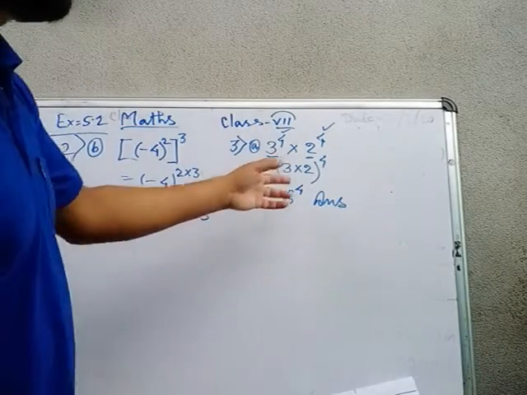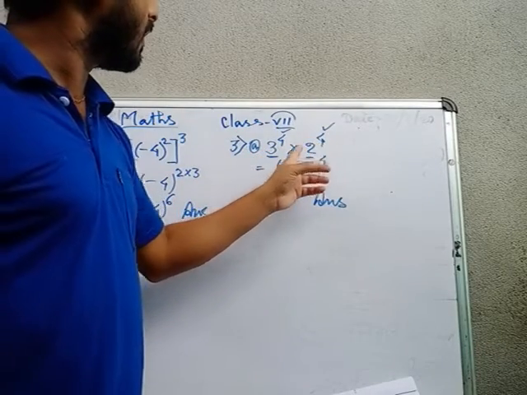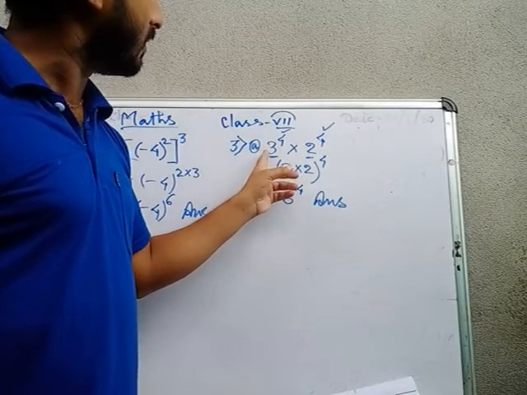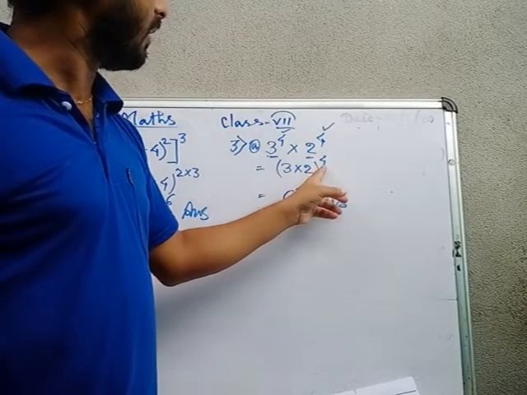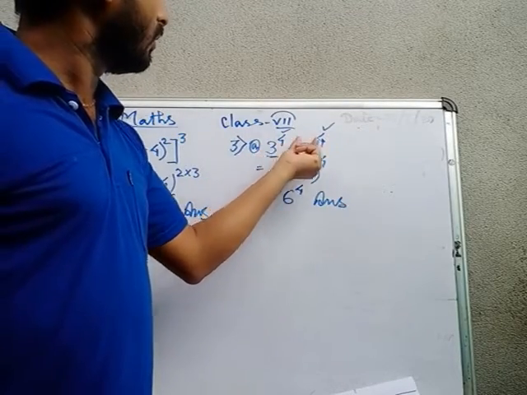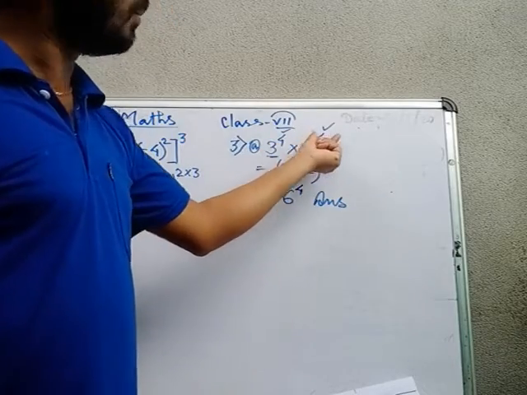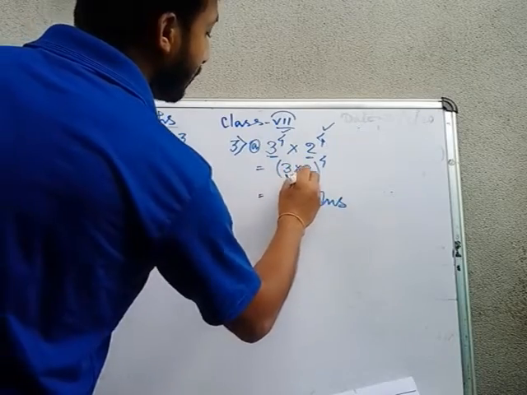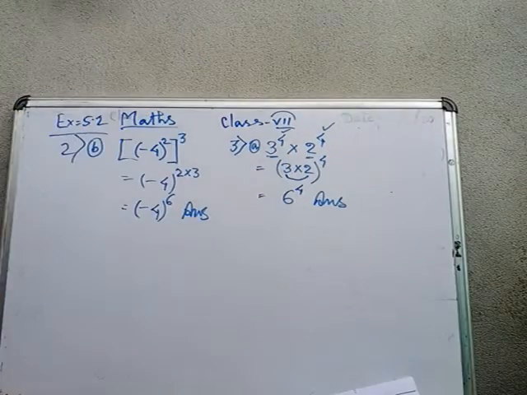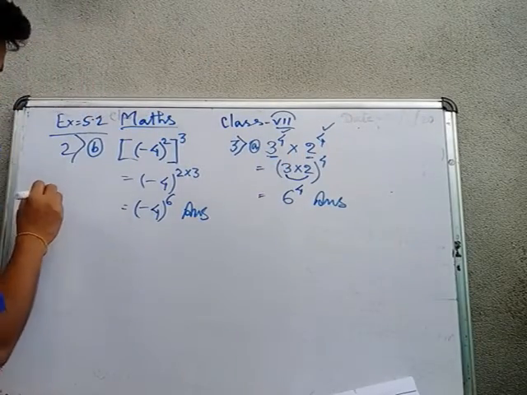I will tell you again. If the power is the same, on that time we should multiply the base numbers. That means 3 and 2. And we should write here only 4 one time, because I will take common from power 5. So 3 times 2 is 6 here. 6 to the power 4. Then I will tell you the next number 4.